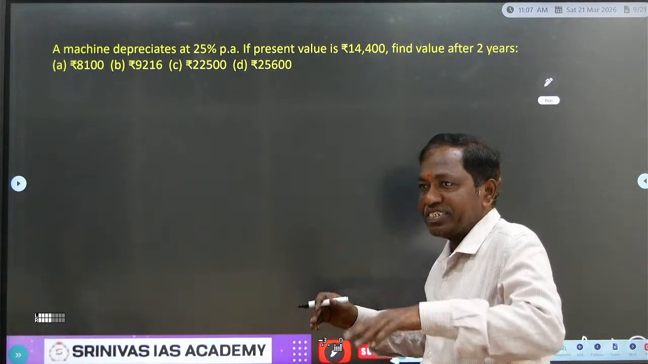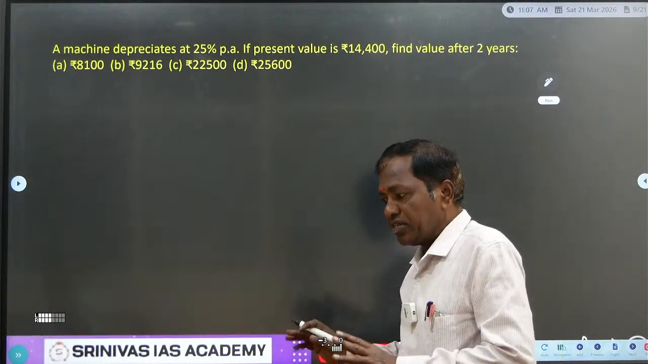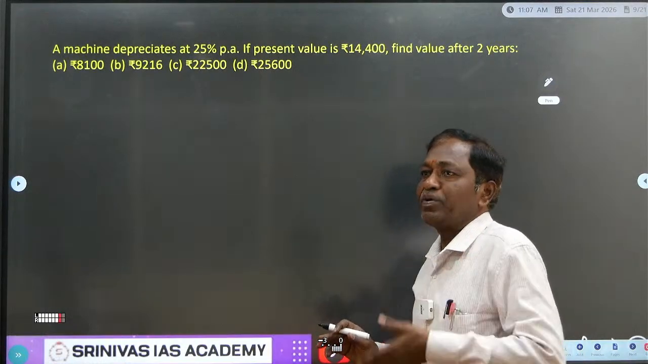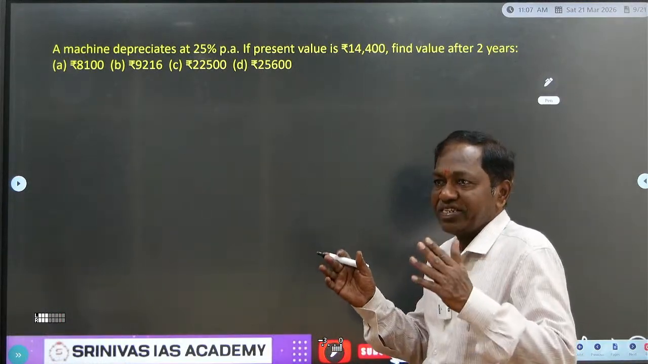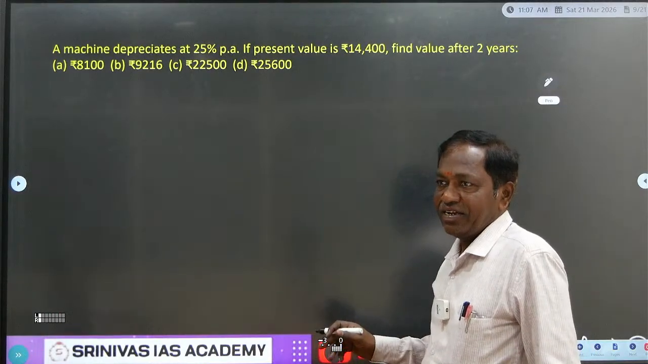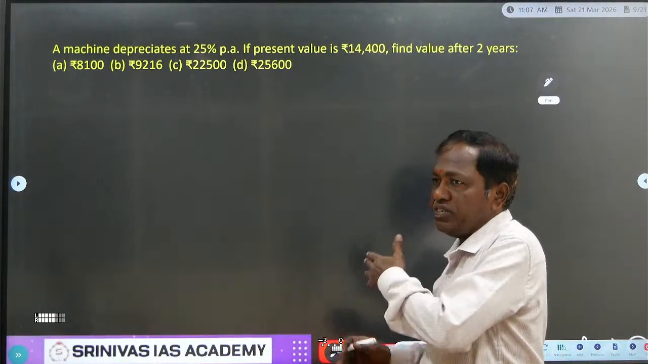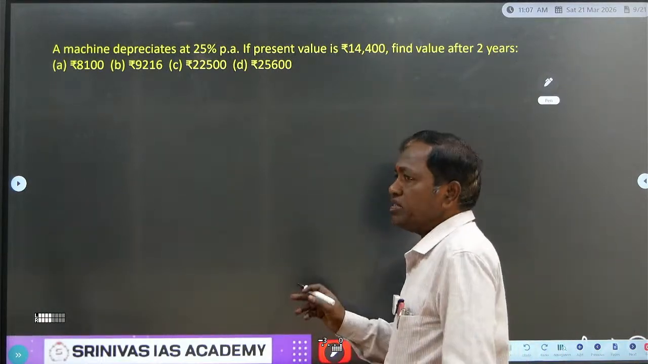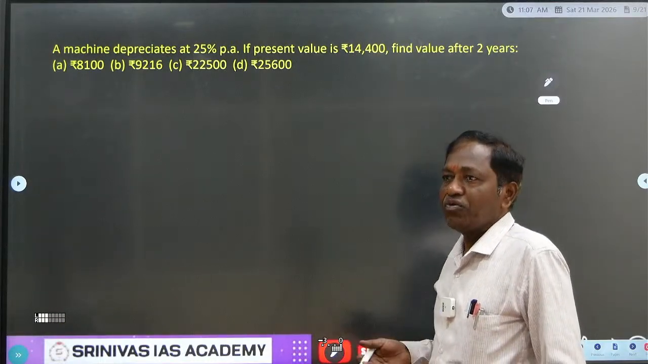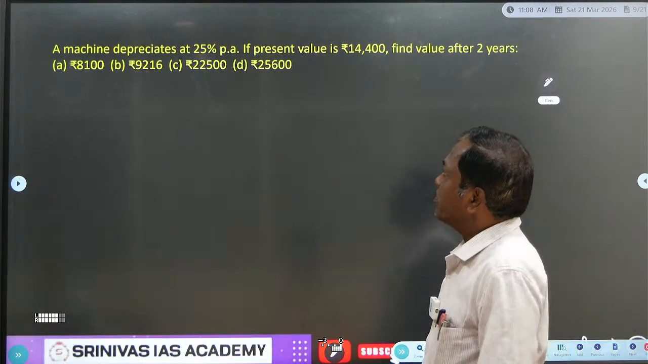That's called depreciation. Sometimes they will give, for example, the population of the city is so much. 3 years back, what was the population? Population growth was 5% per annum. You have to do the reverse calculations. Then we can calculate 1 minus R by 100. But if you know the percentage calculation, straight away we can do it. 1 plus R by 100 is more than 1, 1 minus R by 100 is less than 1. It's like that.